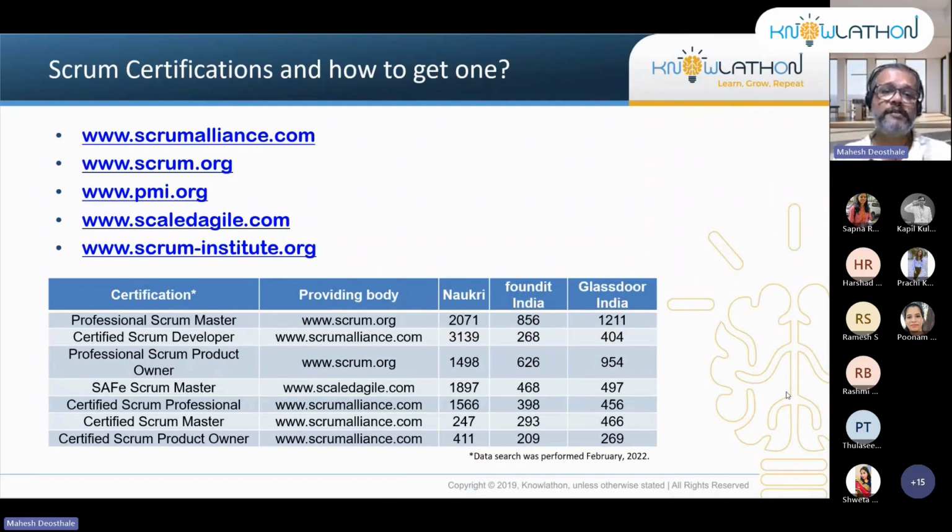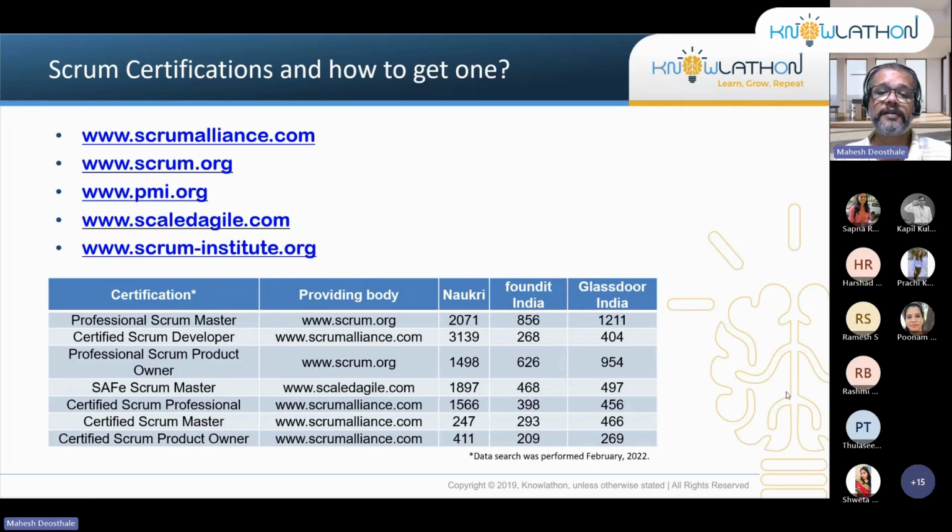There are many formal certifications available for the Scrum Master. These are the 5 very well-known certifying bodies: Scrum Alliance, Scrum.org, PMI, Scaled Agile, and Scrum Institute. And these numbers are interesting numbers.